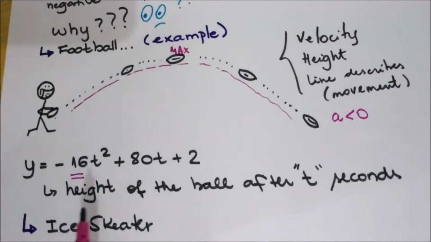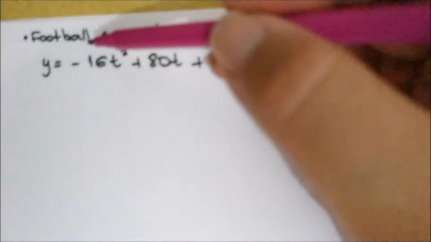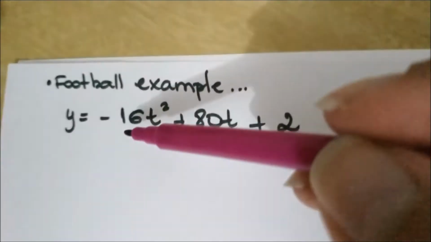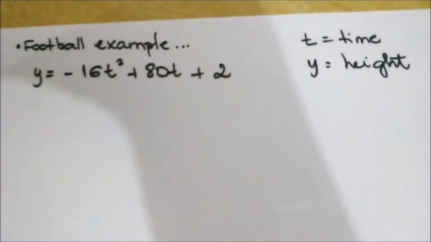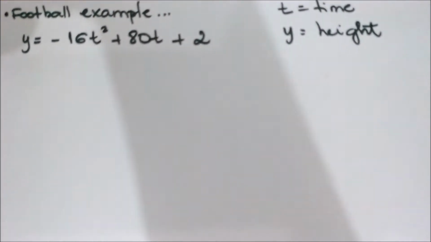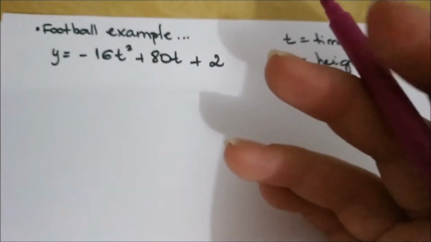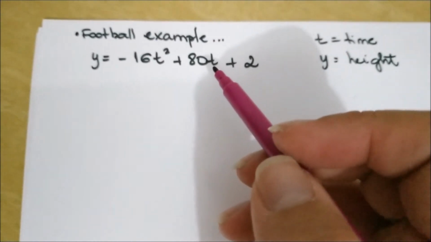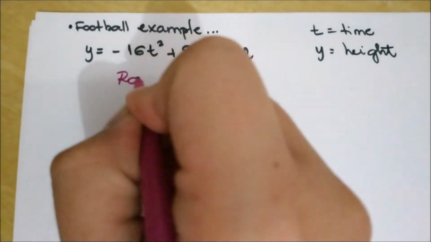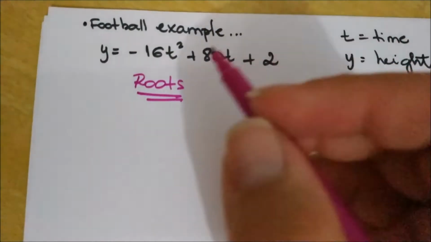All right, but okay, now let's focus on this equation here for a second. So the football example, we have the function itself, and we know that we are relating height and time. Okay, so we could solve this doing the normal procedure, which is finding the vertex and then just guessing numbers. But what if I didn't want to guess? What if I wanted to know what the roots of this equation are?